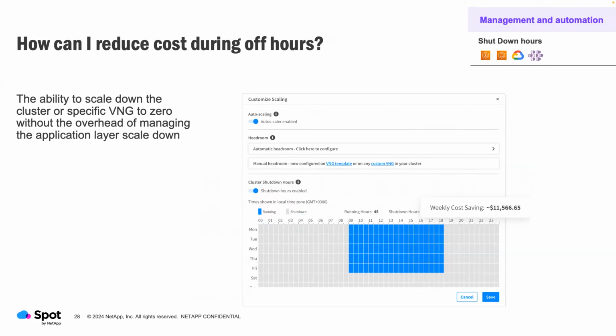So again, we support being able to turn clusters completely off during off hours, and that's something you can configure per cluster.